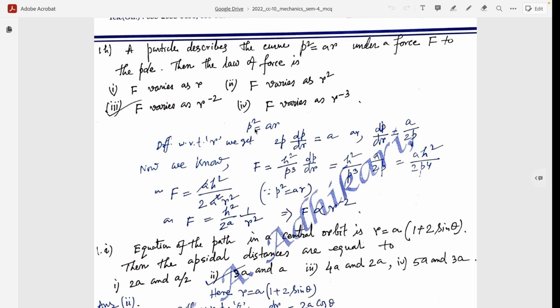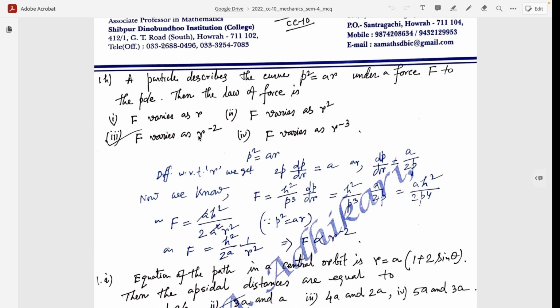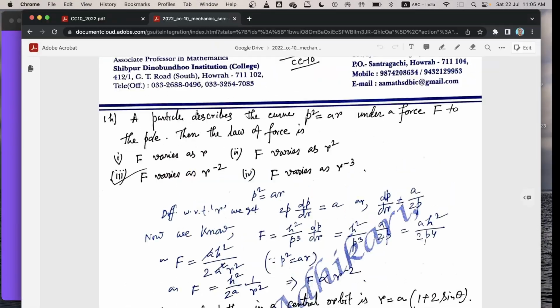So p squared equals a r, so p to the power 4 equals a squared r squared. Put this value of p to the power 4, a squared r squared, and cancel. We get F equals h squared a by twice a squared r squared, that is h squared by twice a into 1 by r squared. Here h and twice a are constants, so h squared by twice a is constant. So F varies as r to the power minus 2. That is the correct option, option 3.